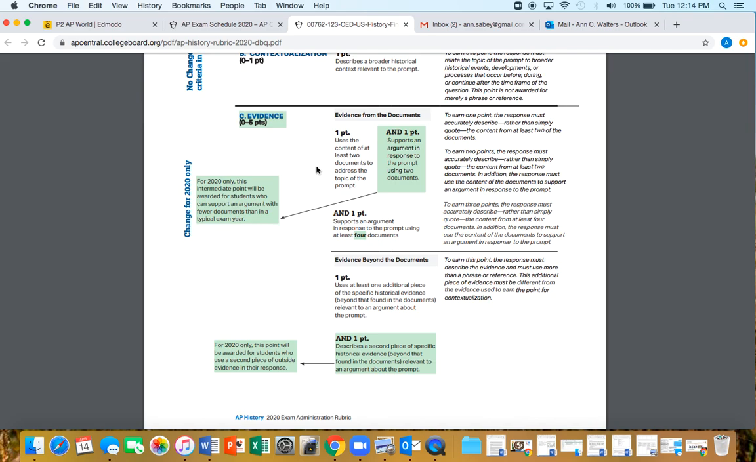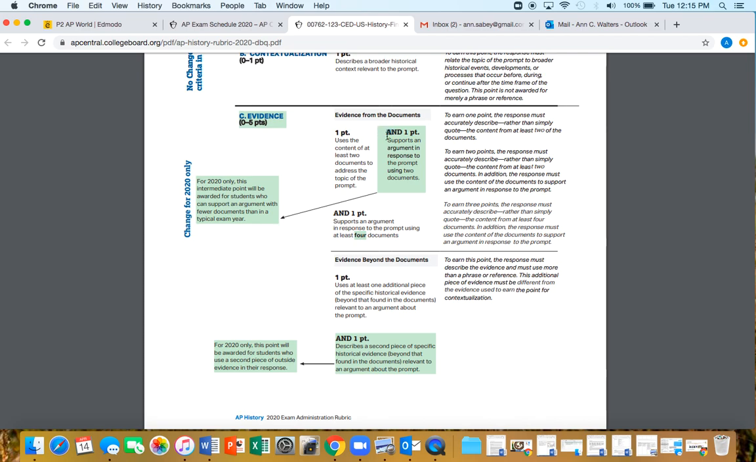The thing to keep in mind is if your thesis is no good, this point is really hard to get because it's really hard to support an argument with documents if you don't really have a good argument. So focus a lot on making that argument really good, and then your evidence will fall into place.